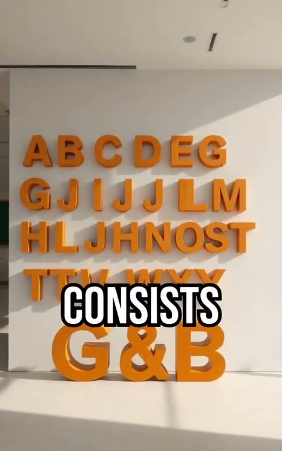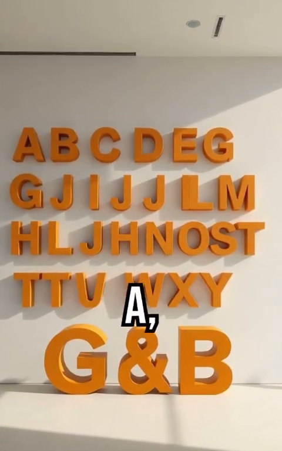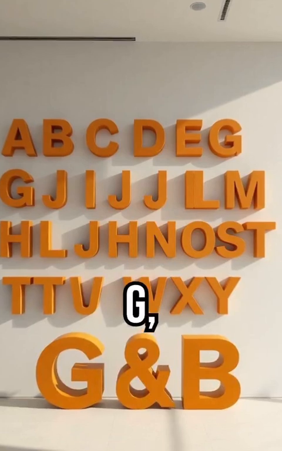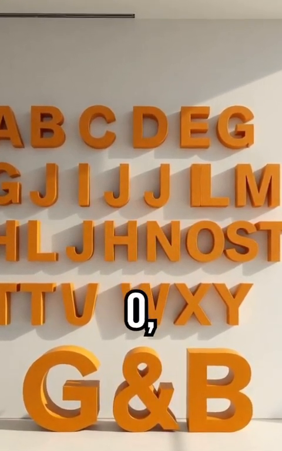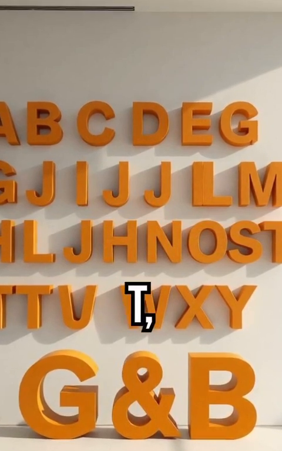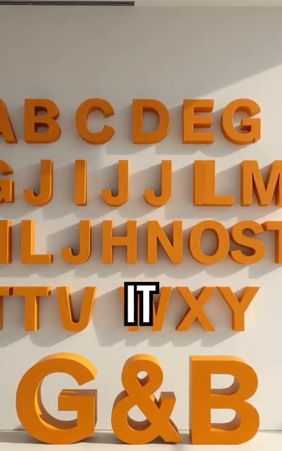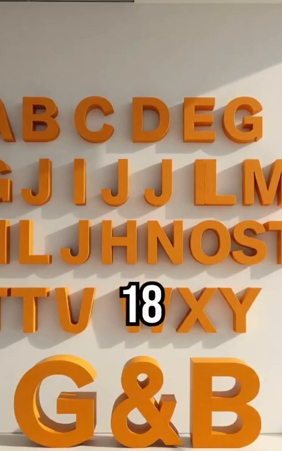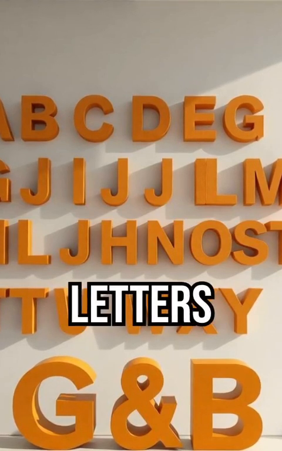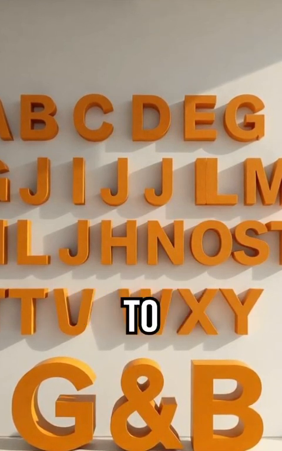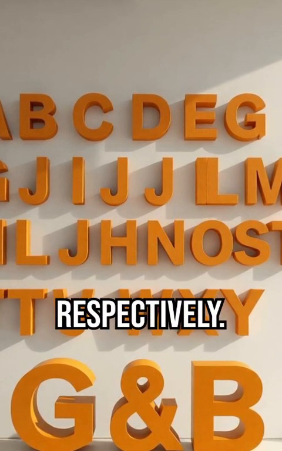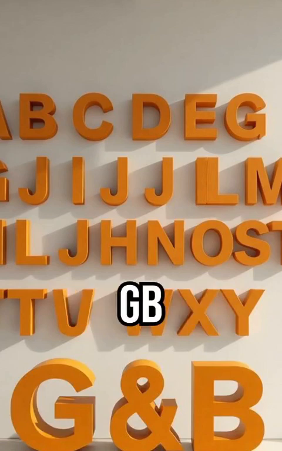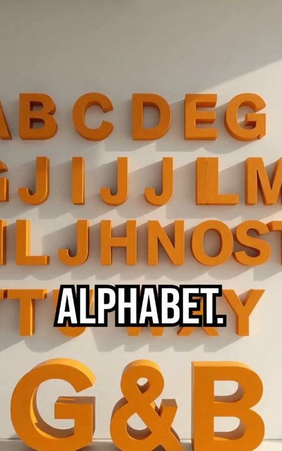The Yoruba alphabet consists of 25 letters: A, B, D, E, Ẹ, F, G, GB, H, I, J, K, L, M, N, O, Ọ, P, R, S, Ṣ, T, U, W, and Y. It includes 7 vowels and 18 consonants. The letters Ẹ, Ọ, and Ṣ are unique to Yoruba, featuring dots below the letters E, O, and S respectively. The digraph GB is also considered a single letter in the alphabet.